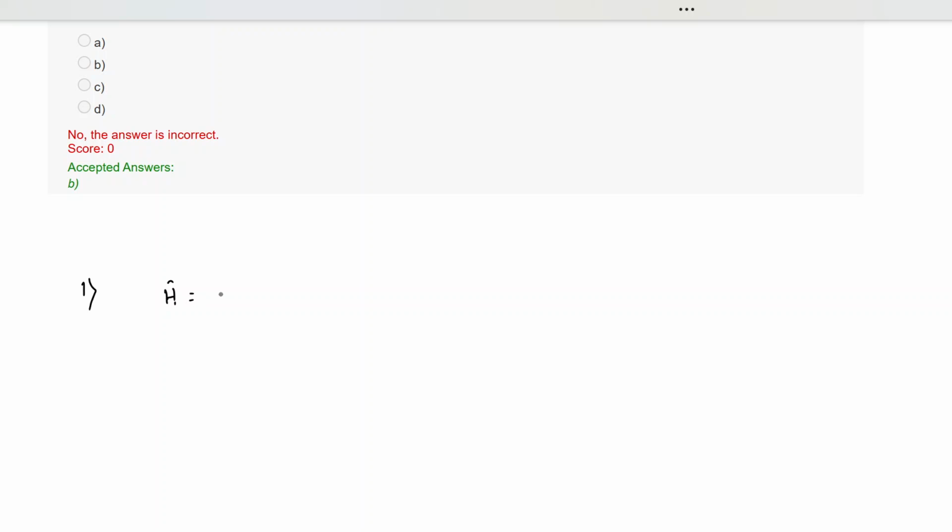So H cap equals the Pauli spin matrix sigma vector dot magnetic field B vector. Now your magnetic field can have a particular direction, right? So it can be the modulus of the magnetic field times the direction signified by the unit vector n cap. So here you can replace that with sigma vector dot n cap, times the modulus of B, which is actually your Hamiltonian.